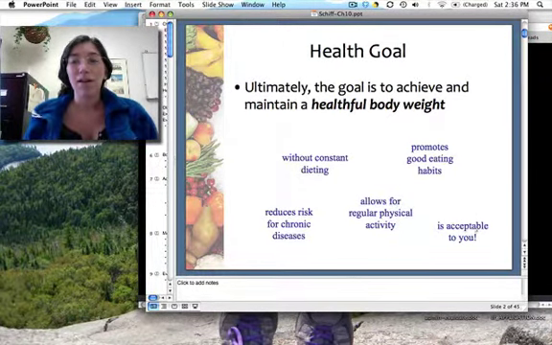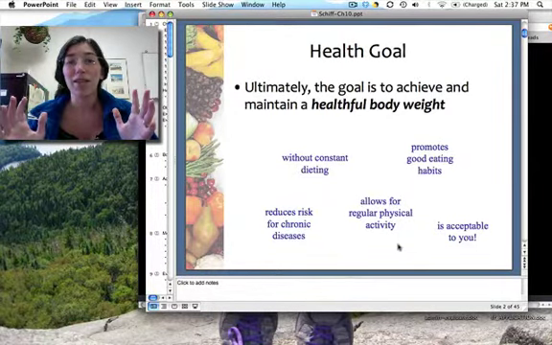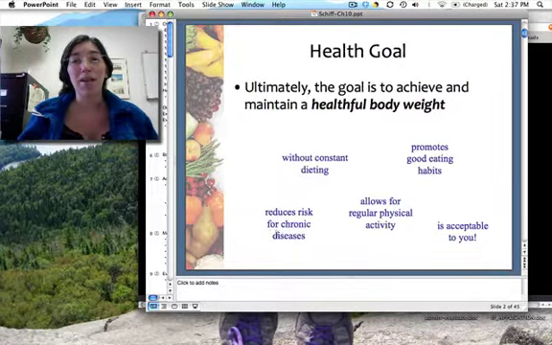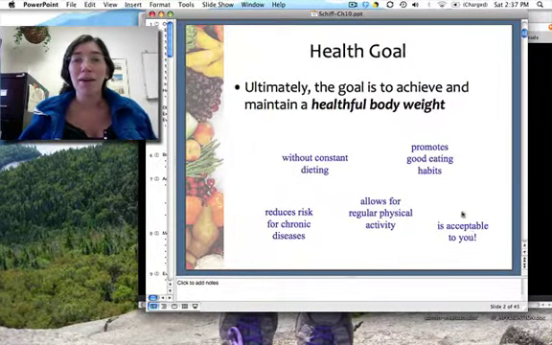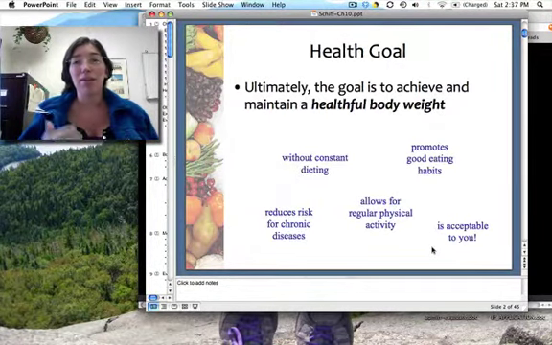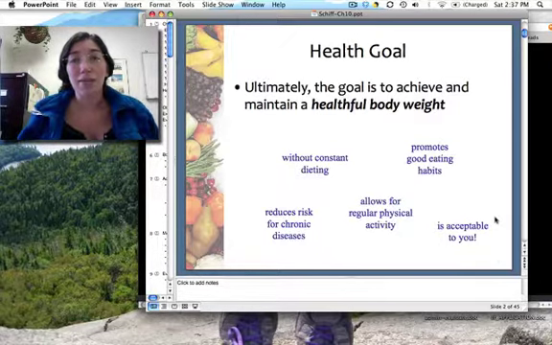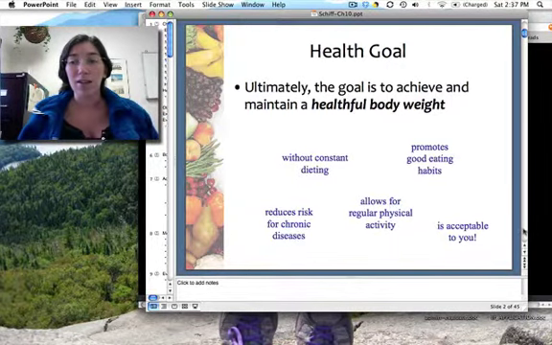But lastly, a healthful body weight is one that is acceptable to you. We'll talk about the healthy ranges of body weights that help reduce your risk for chronic disease, but some people, even if their body weight is considered healthful according to, for instance, their BMI, may not find it acceptable when they look in the mirror. So in order to be happy and healthy, you need to like the way that you look and find your body weight acceptable to you. Sometimes you can diet in order to get your body weight acceptable, but sometimes it's more about working on the psychology and your self-image.